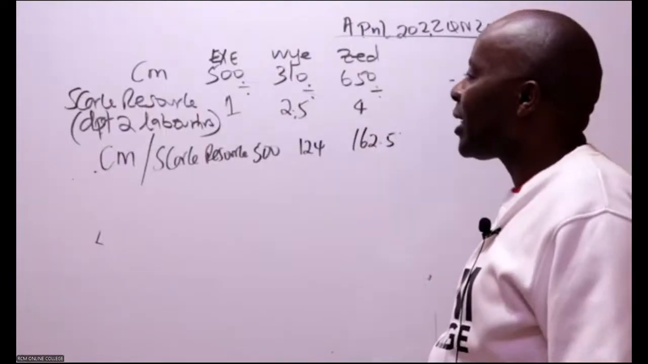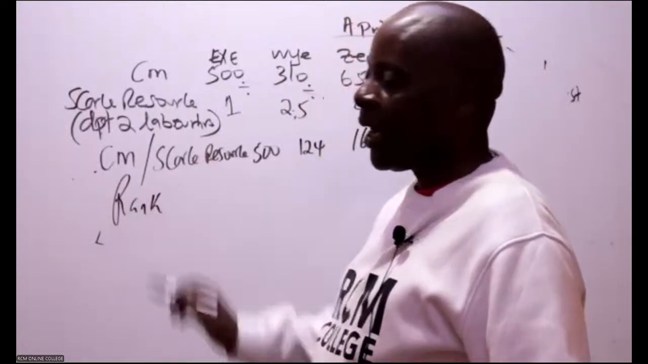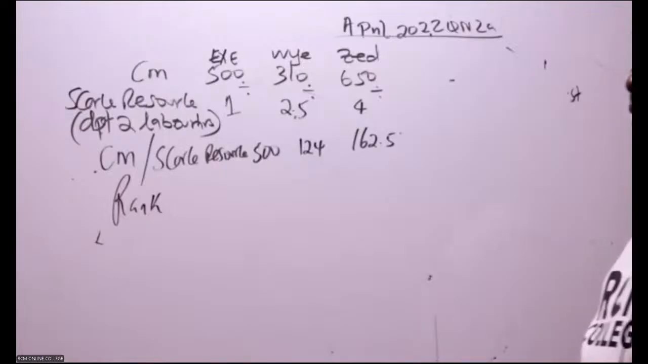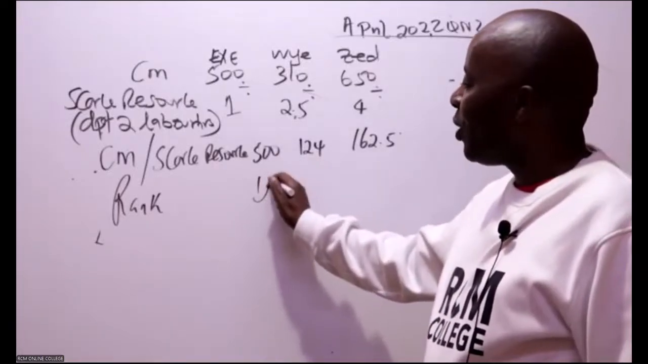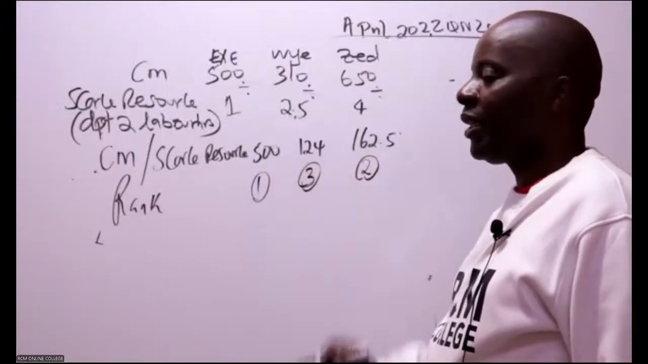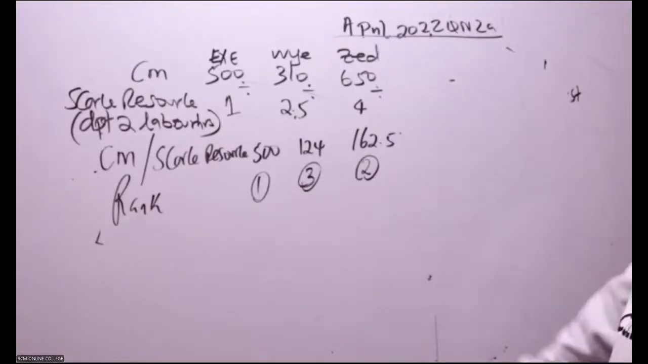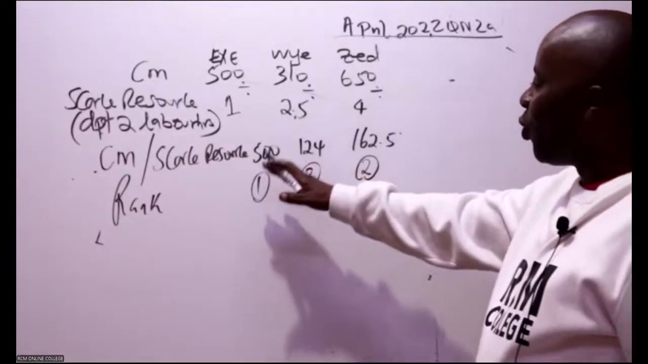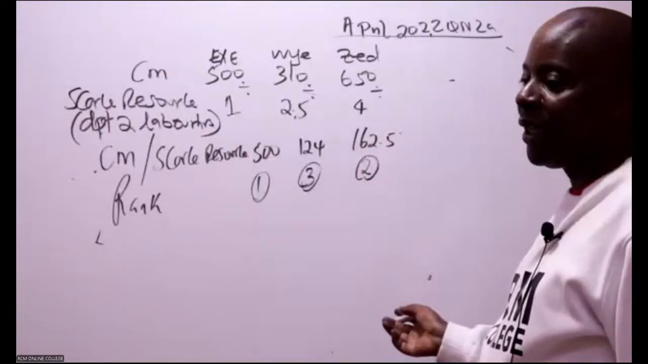Then second last thing, go ahead and rank. Remember, the higher, the better. So which one takes up number 1 in terms of this quotient? This will be number 1, this will be number 2, this will be number 3. So number 1 will be this one with 500, followed by 162.5, which is higher, and then this takes up number 3.